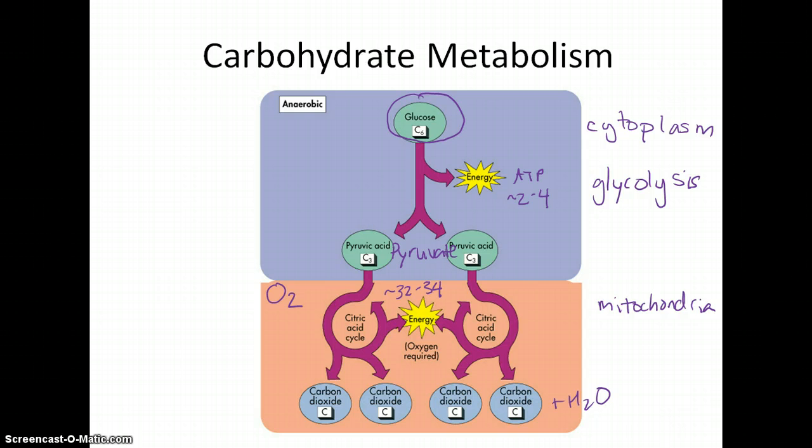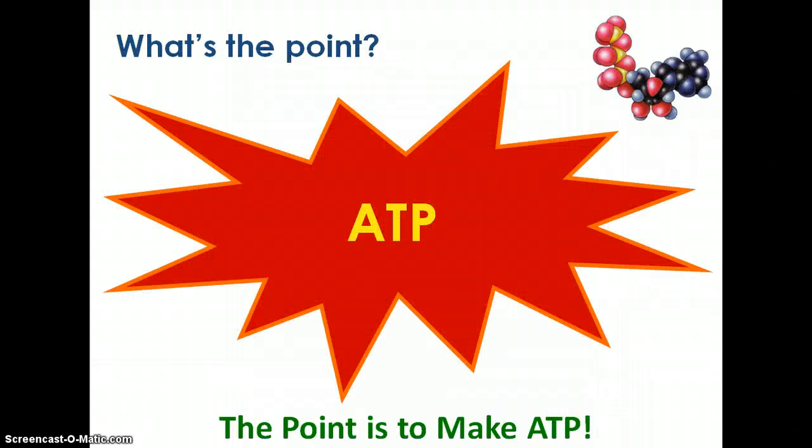There's 2 steps, glycolysis and the citric acid cycle. The citric acid cycle makes a ton of ATP for our cells. And that's the point, is to make ATP.